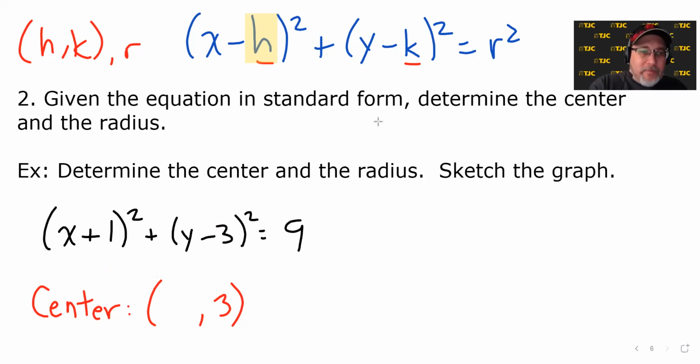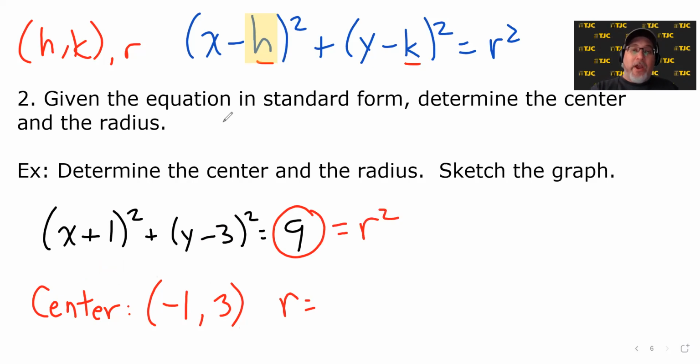All right. So to pull the center out, change the signs of the numbers in the parentheses with the X and the Y. Now, what about the radius? Well, it's not 9 and it's not 81, because remember, this is the radius squared. So we have to unsquare it by square rooting it. Our radius is the square root of 9, which of course is 3.